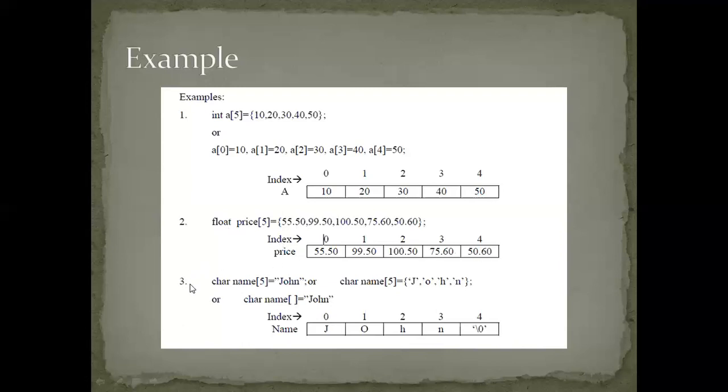Clear? Then the third example is char name of 5. The name we have taken is John here. We declare char name of 5 equal to John. John is a string. You know what we mean by string? String is a collection of characters that ends with the null character. In the memory location, we have shown char name equal to John, with index value 0 to 4 because size we have taken is 5. Name is John, and it ends with the null character. Remember, a string always ends with the null character.